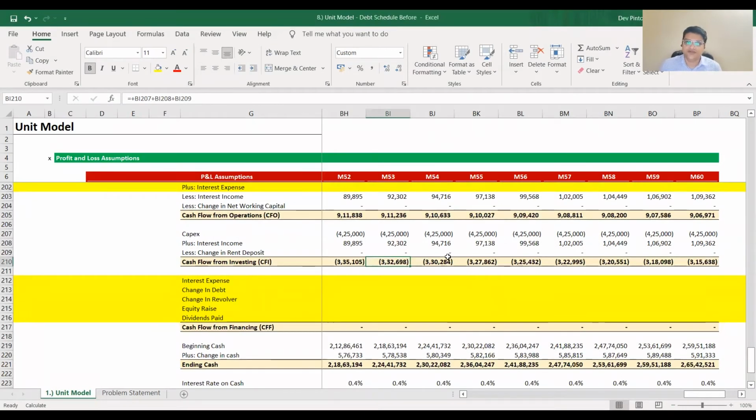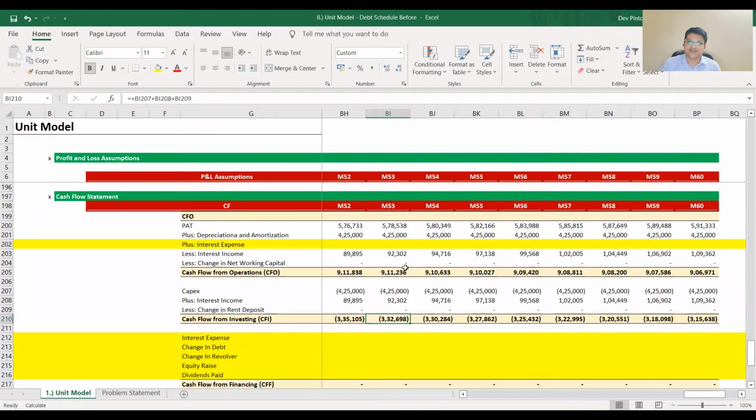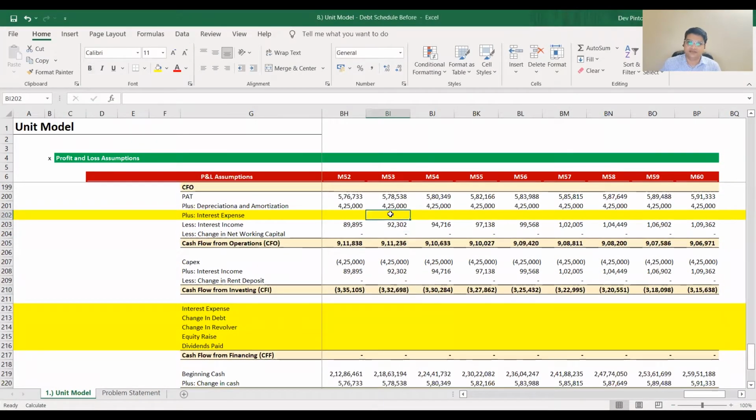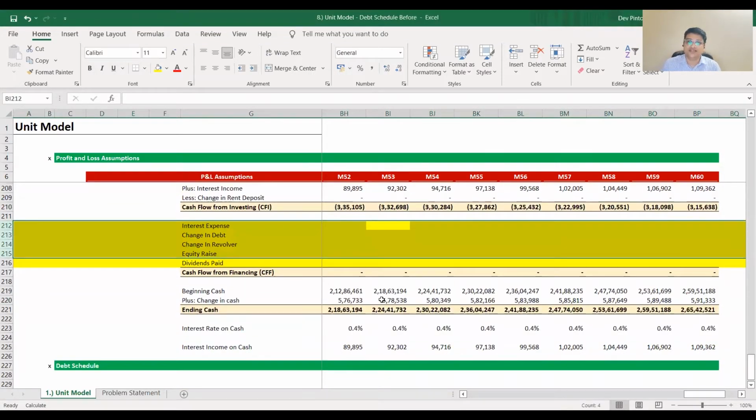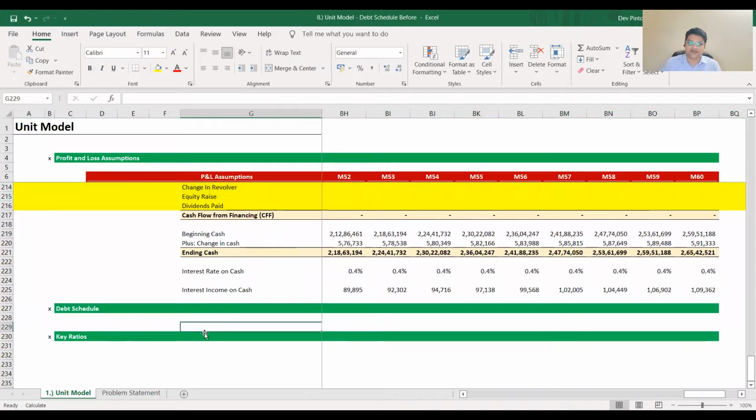Hey guys, so in the previous video, we covered the cash flow statement. We have still some unfinished business in the cash flow statement, which we're going to finish through the debt schedule. So let's begin with the debt schedule, right?